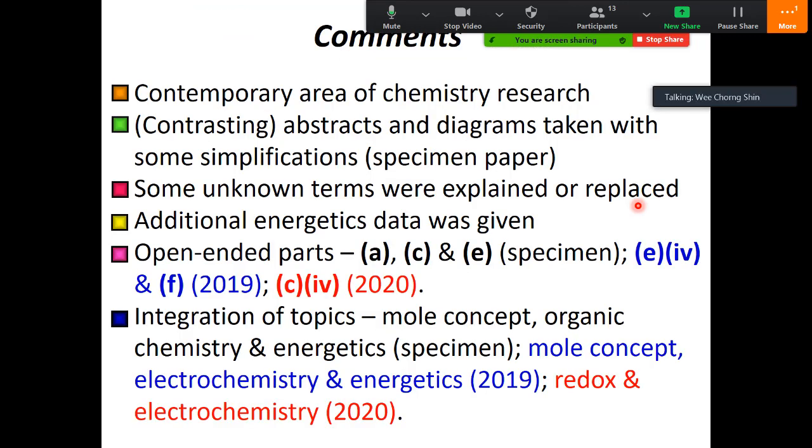Okay, so I just came up with some comments after looking at all these past 2 years plus the specimen papers. What are the comments that I have on the setting of stimulus-based questions? So I think one would be contemporary area of research in chemistry, of course. But you can argue that, hey, last year electrochem is not contemporary. It's actually on in 1988, old school stuff.